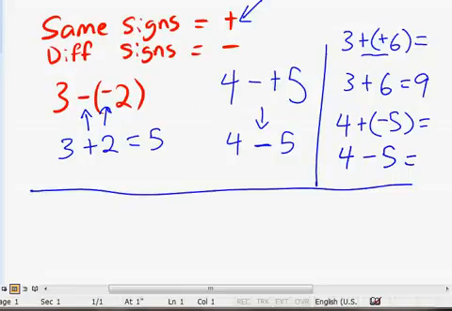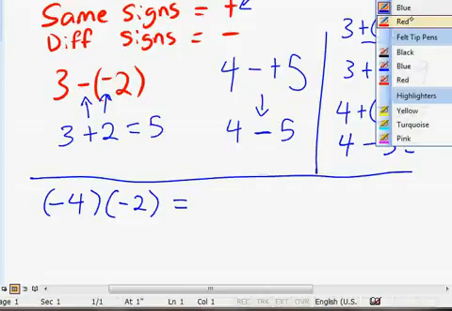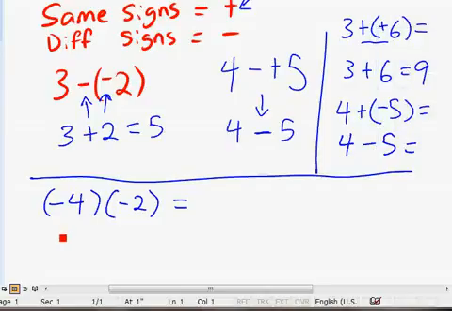Now on to multiplication and division. We're going to use the same rules here, but it's just a little bit different. For example, we have negative 4 times, let's say, negative 2. In this case, we're doing multiplication, and we're going to look at the signs in front of the numbers. We have a negative here and a negative here. Because they're the same sign, we're going to use the rule on top: same sign, the answer is going to be positive. Then you multiply just 4 times 2, and you get 8. So the answer is positive 8.